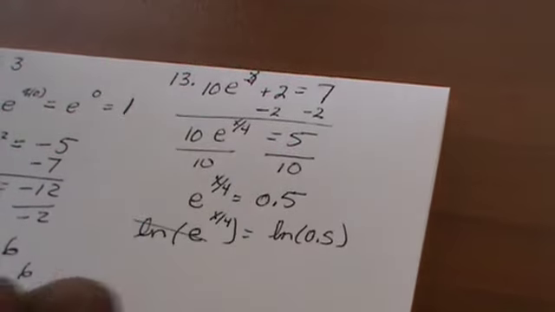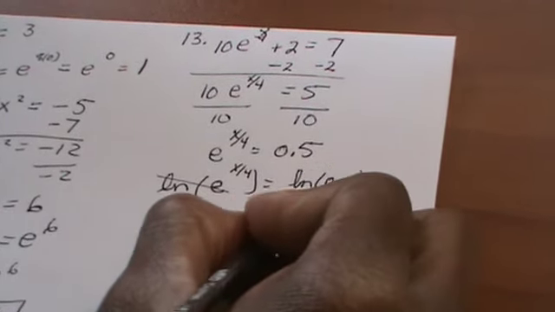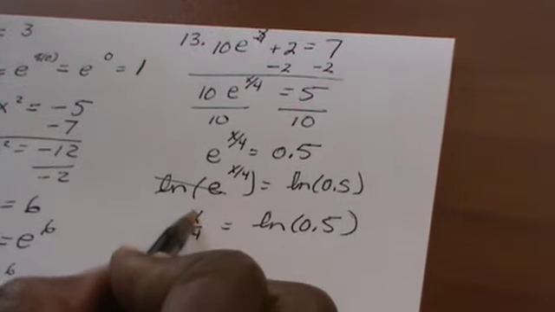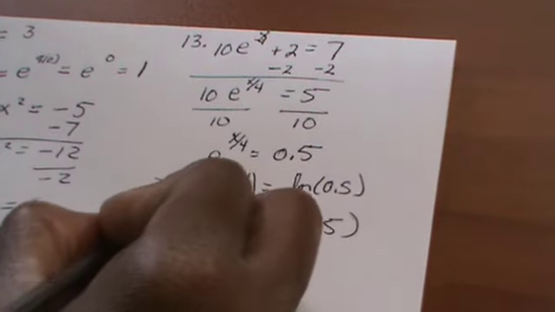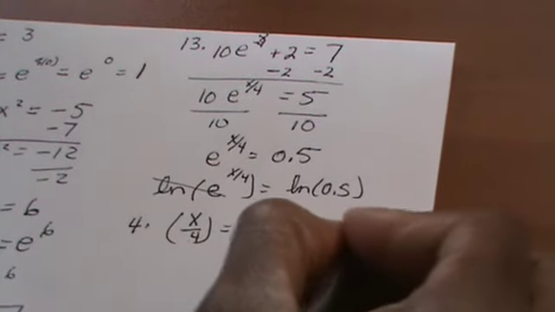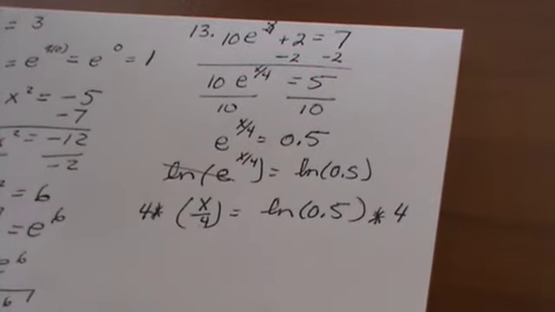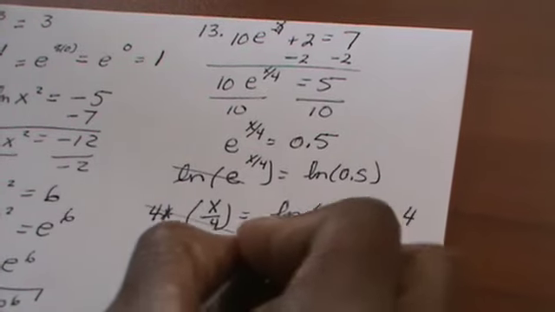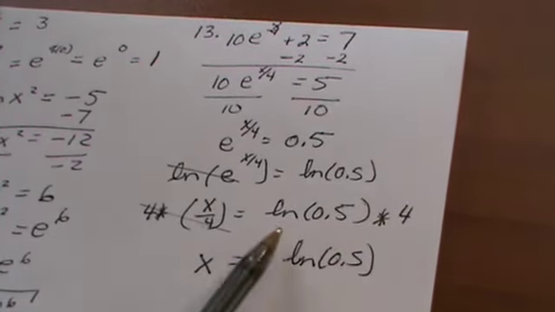Those two cancel each other out, and you get x over 4 equals the natural log of 0.5. Notice if I read this out loud, it would be x divided by 4. So I'm going to multiply both sides by 4. And I'm going to multiply this side also by 4. All right, let me write it like this for consistency's sake. So those cancel and just give me x equals 4 times the natural log of 0.5. Okay, you'll notice that I put the 4 in the front.